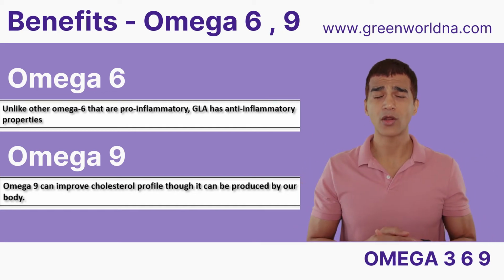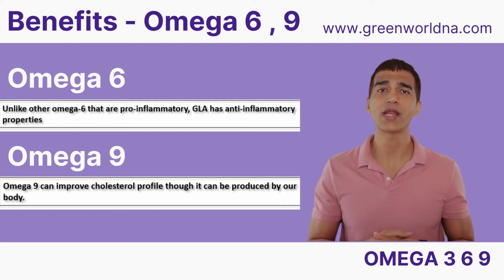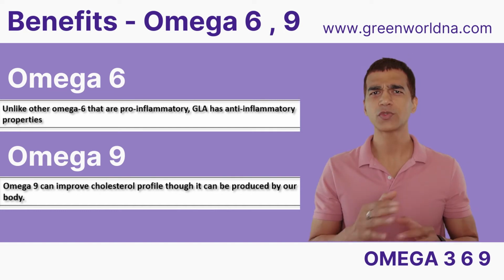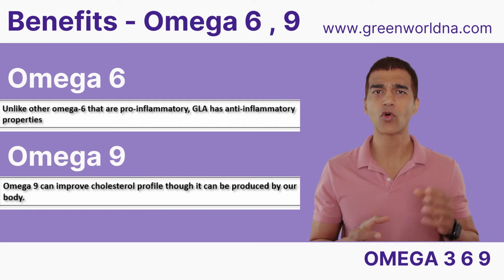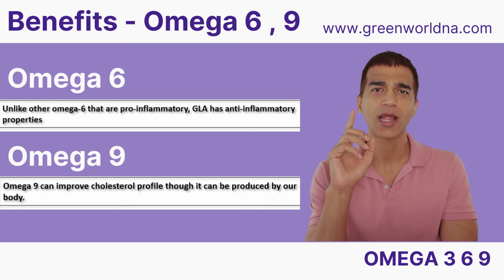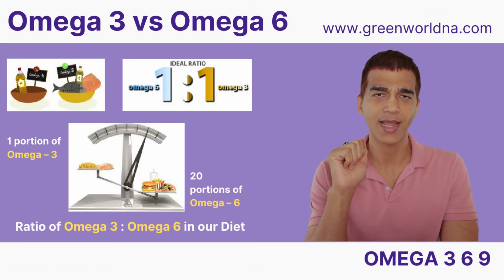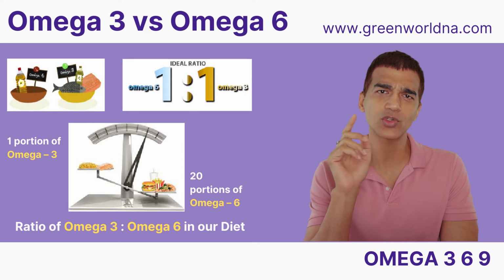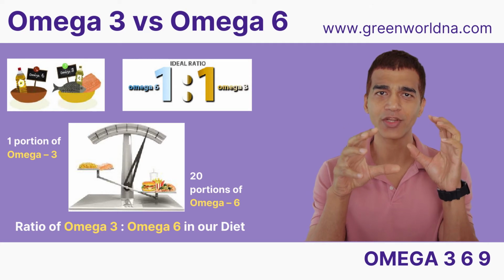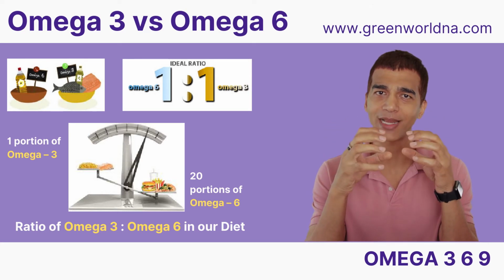Next is omega-9. Omega-9 fatty acids are required to improve or manage the cholesterol profile in our body, and it can be produced by our body itself. So this was the basic introduction of omega-3, 6 and 9. Now let's move further and try and dig deeper into this. Have a look at this slide, and the ratio of omega-3 and omega-6 that is ideal for human beings is 1:1. That is one portion of omega-6 and one portion of omega-3. That way that inflammation and anti-inflammation effect is properly balanced in our body.